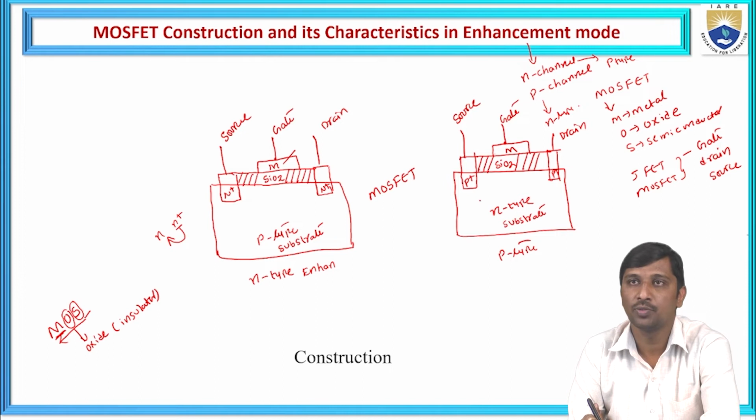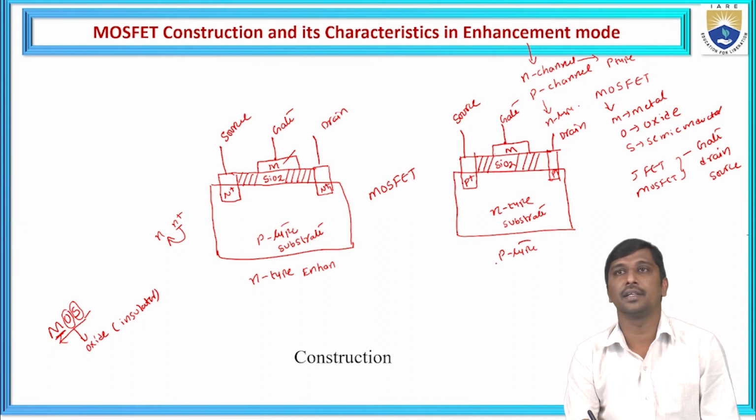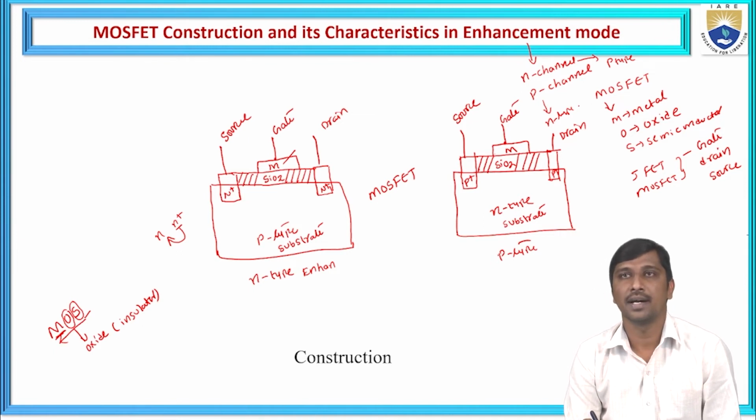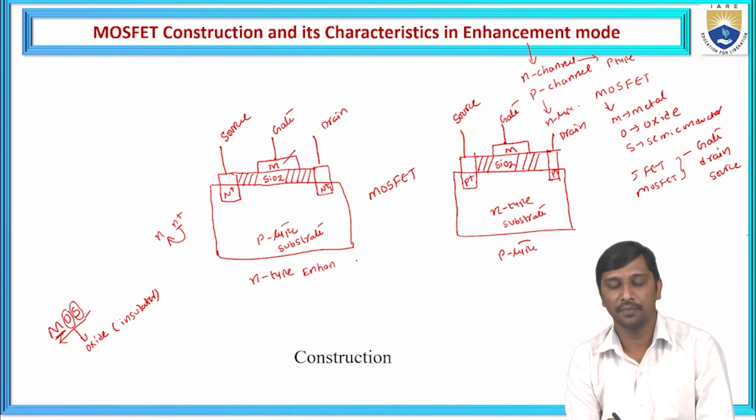So here also there is no channel between the source and the drain, but based on the substrate and based on the source and the drain terminals, we can call this the p type enhancement mode MOSFET. So this is the construction, how we constructed the MOSFET. And we'll tell you after, why it is called the enhancement mode MOSFET.